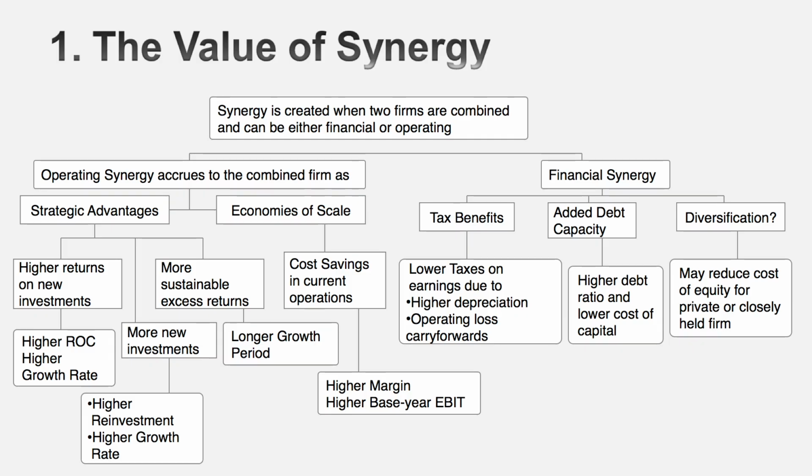One is cost controls, economies of scale. By combining 2 companies, you might be able to cut costs. Why? Because you might have overlap. Those cut costs lead to higher margins, higher operating income, higher cash flows, higher value. That's the easiest synergy to value, is economies of scale.